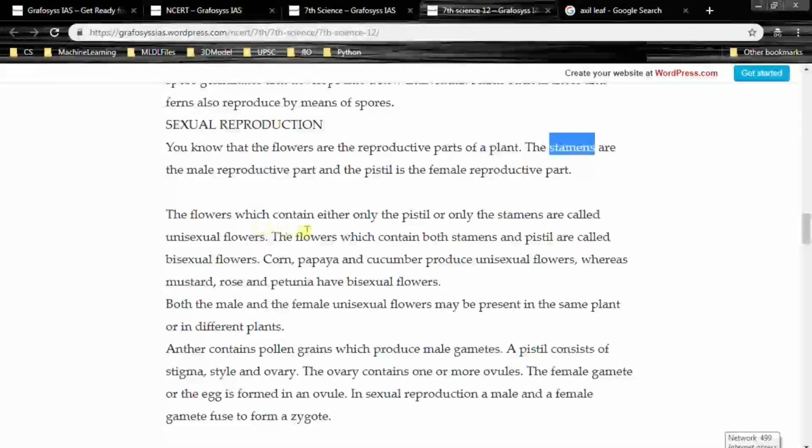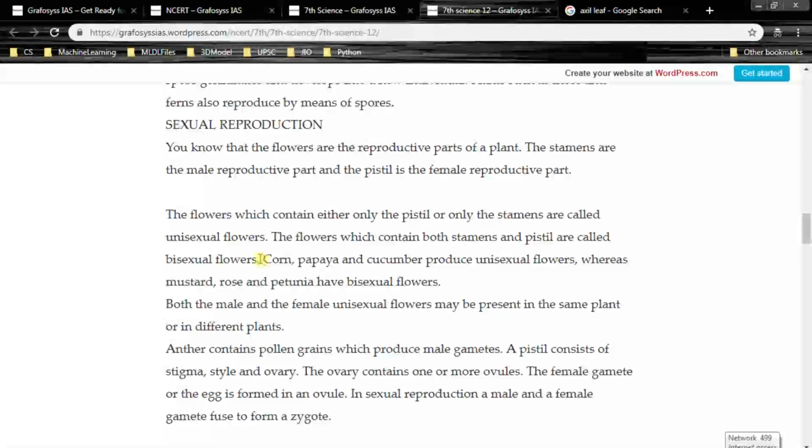The flowers which contain either only the pistil or only the stamens are called unisexual flowers. So some flowers contain only stamens, some flowers contain only pistil, those are called unisexual flowers. The flowers which contain both stamens and pistil are called bisexual flowers. Corn, papaya, cucumber produce unisexual flowers, whereas mustard, rose, petunia have bisexual flowers.